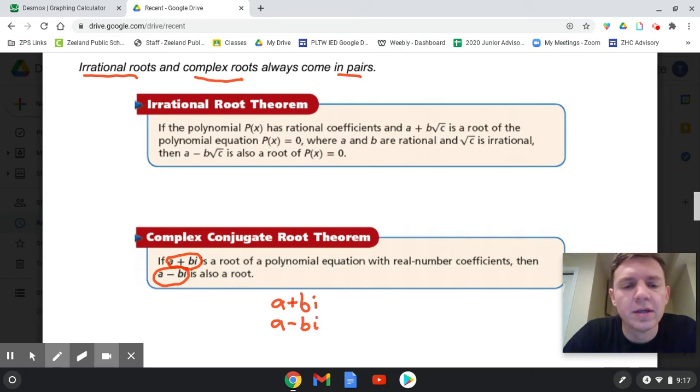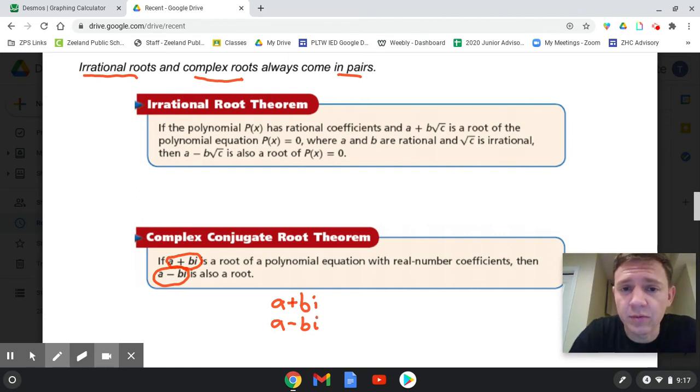It's kind of why the quadratic formula is negative b plus or minus. The quadratic formula takes into account that you have to have both. If you have one complex number, the positive version, you have to also have its conjugate. They will both be roots every time.